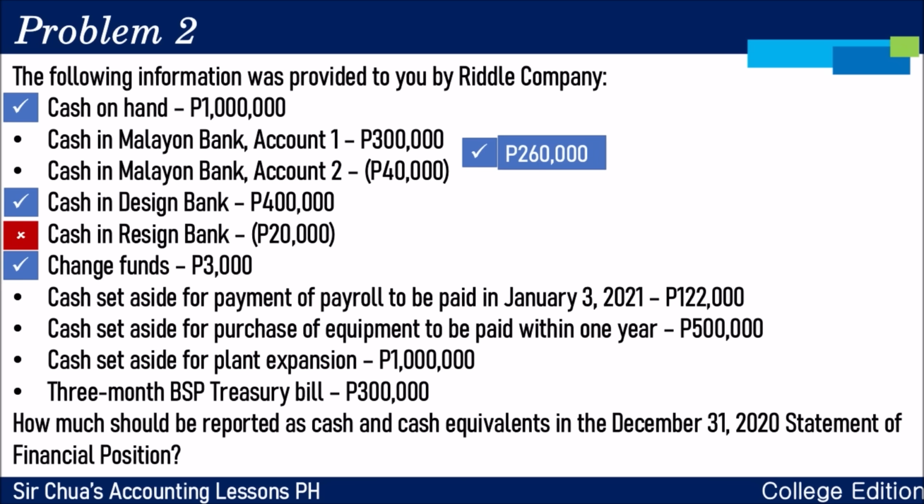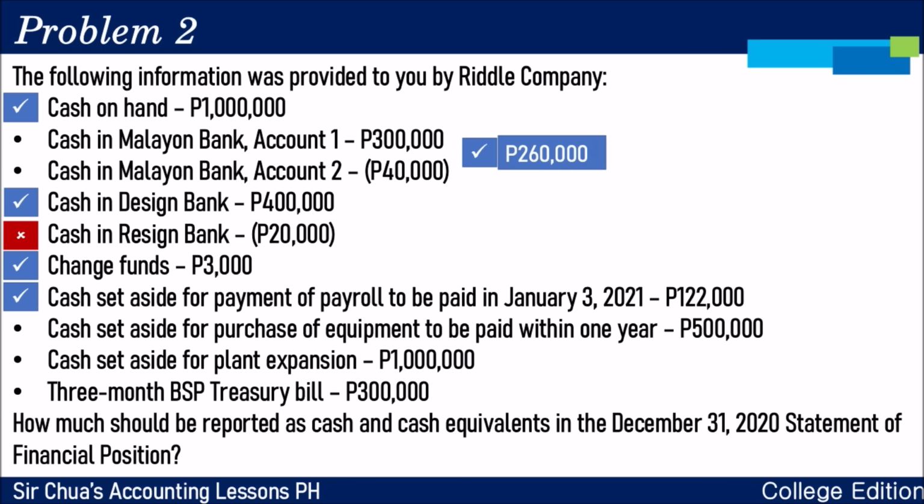How about this one? Cash set aside for payment of payroll to be paid on January 3, 2021. Again, look on the purpose. It's set aside for the payment of payroll. So that's only a payroll fund. That's still part of your cash, even though it's set aside.